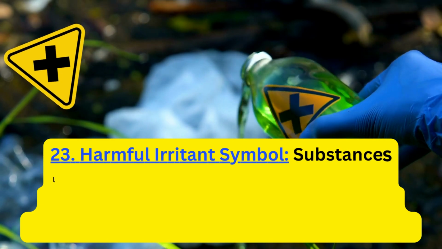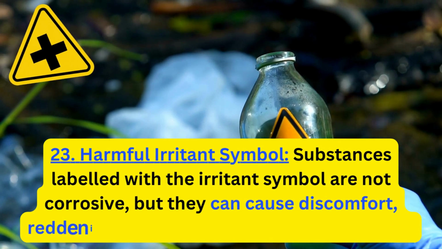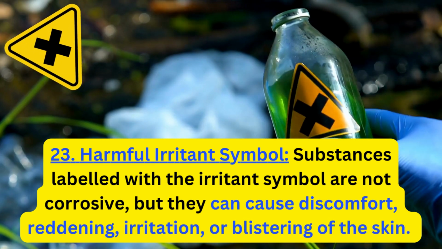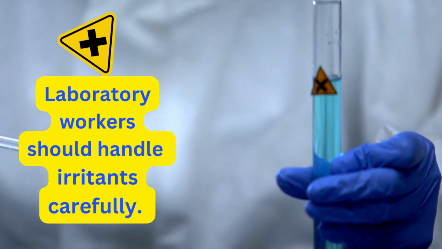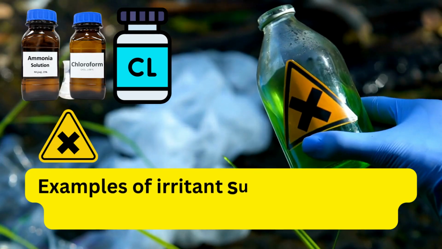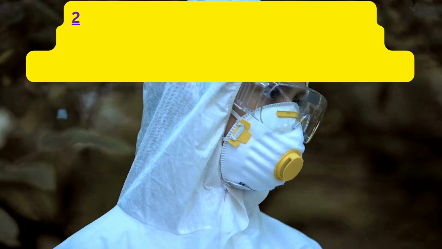23. Harmful irritant symbol. Substances labeled with the irritant symbol are not corrosive, but they can cause discomfort, reddening, irritation, or blistering of the skin. Laboratory workers should handle irritants carefully. Examples of irritant substances include ammonia, chloroform, and chlorine.